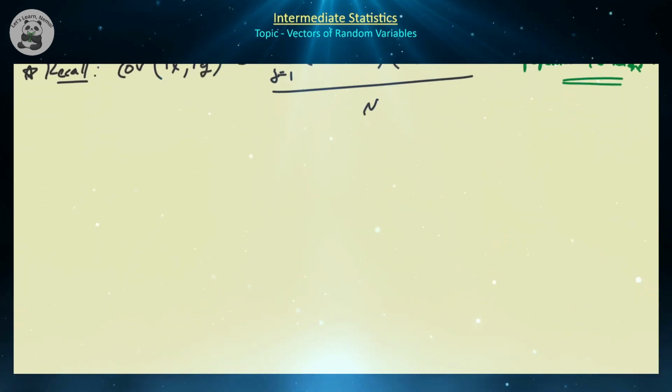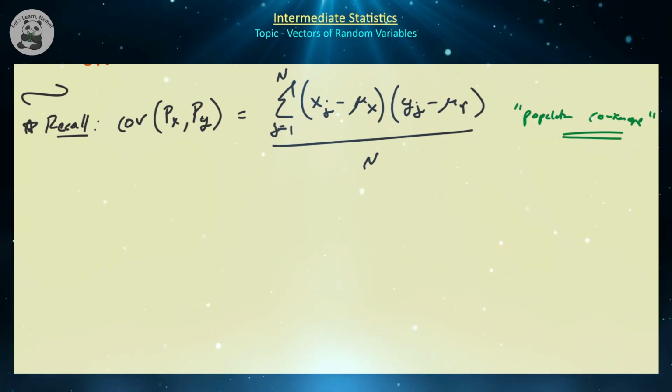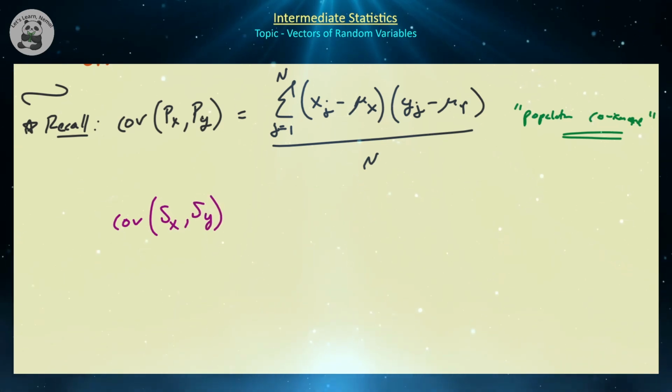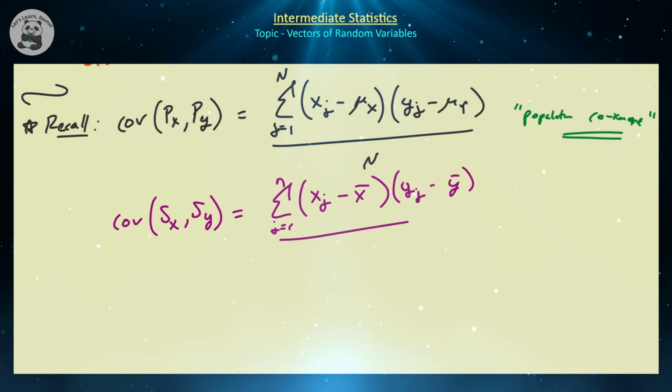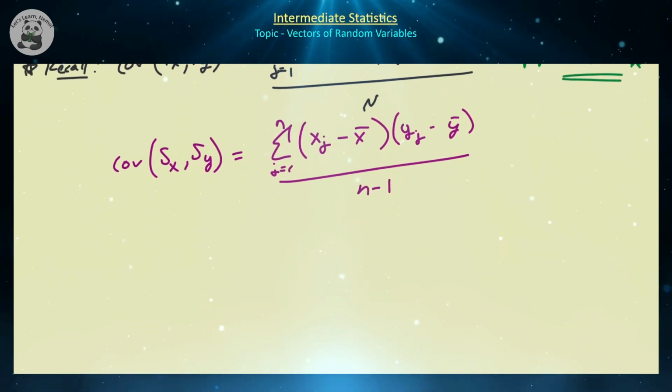Another thing that we also explored before is the covariance of two samples. In particular, a sample x from px and a sample y from py. And that was found to be the sum from j equal to 1 to little n of xj minus x bar, times yj minus y bar, all divided by little n minus 1.